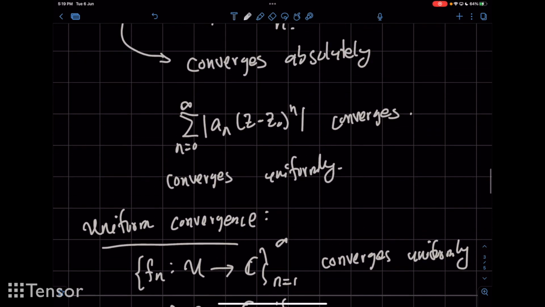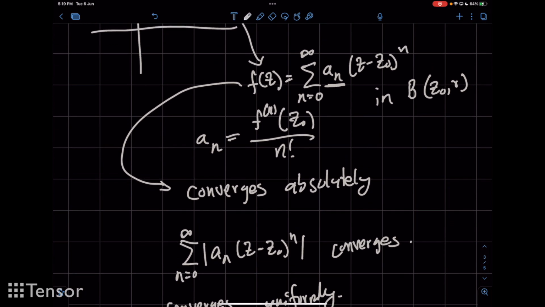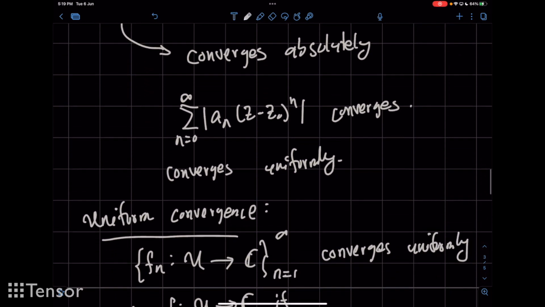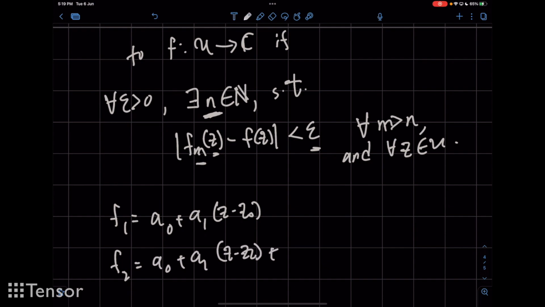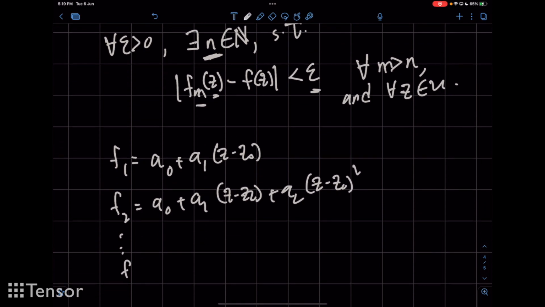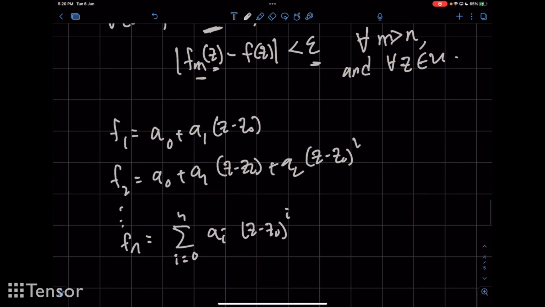So what I mean by this power series converging uniformly is this: let's say f1 is the first term, a0 plus a1 (z minus z naught). f2 is a0 plus a1 (z minus z naught) plus a2 (z minus z naught) squared. So this is f2, and we can define fn as the sum of ai (z minus z naught) to the power i, where i runs from 0 to n. So this is my sequence of functions, and this sequence converges uniformly to our function f.